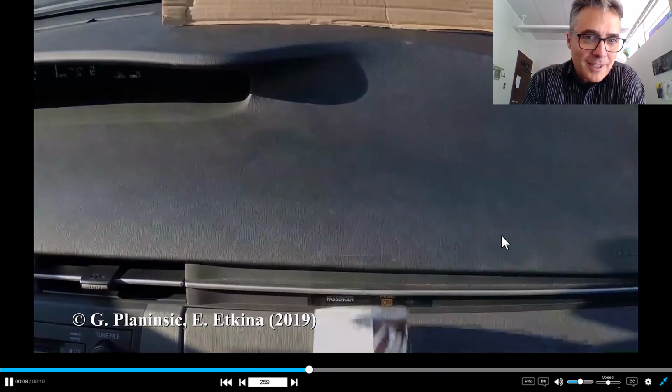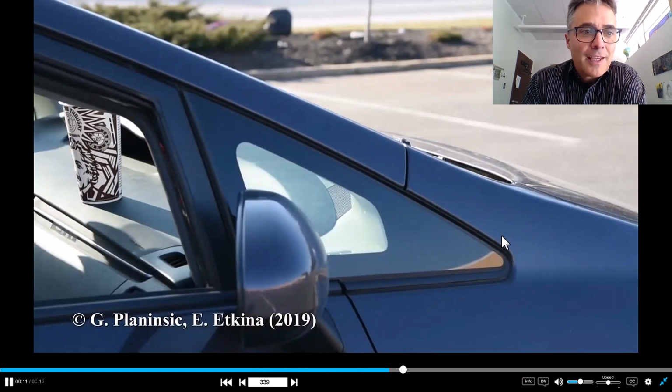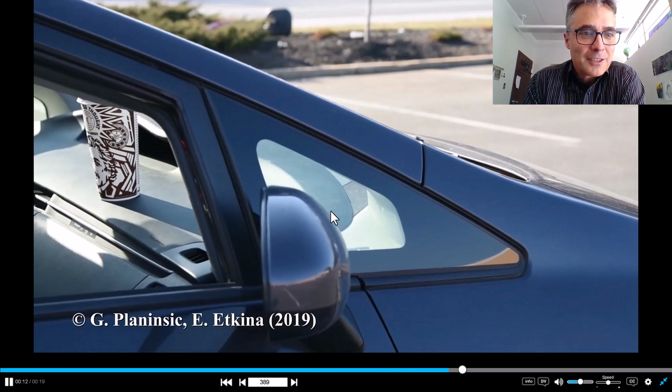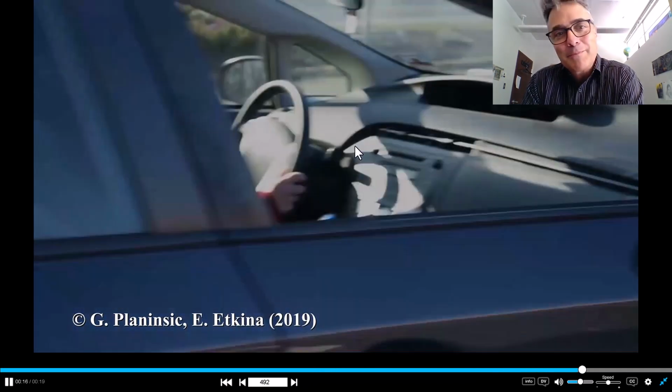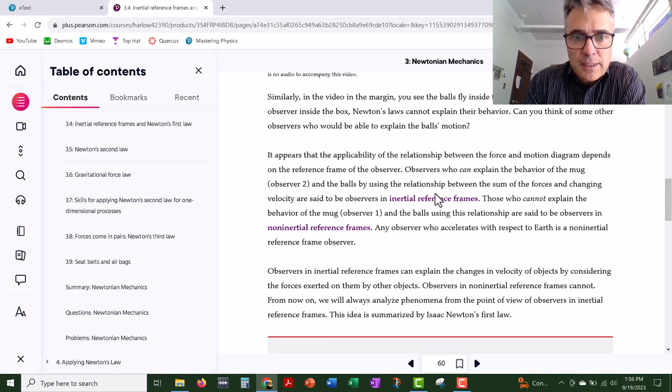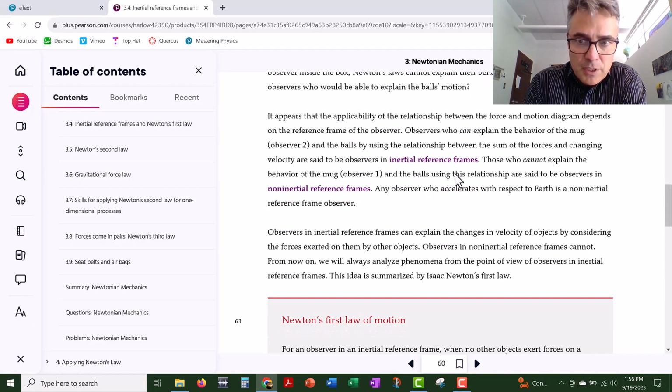This is the view from inside the car. It just falls. What's going on? And this is the view from outside the car. The car is moving, and it's actually the bottom of that cup that is being pulled along, isn't it? So this leads you to the idea of reference frames.